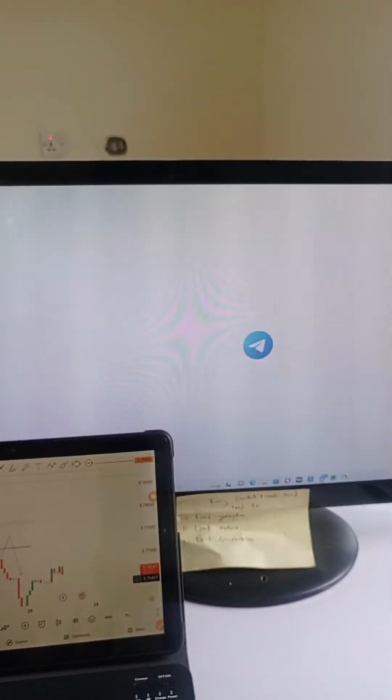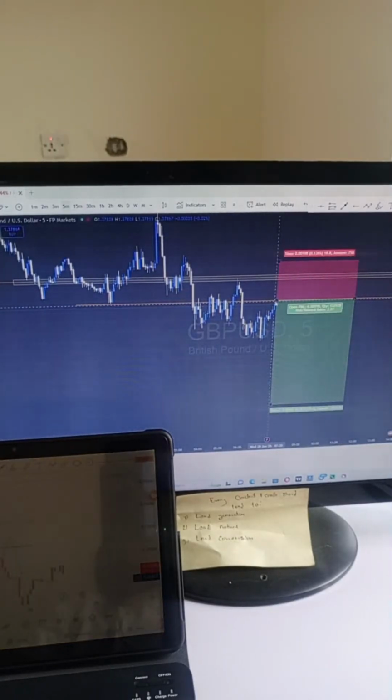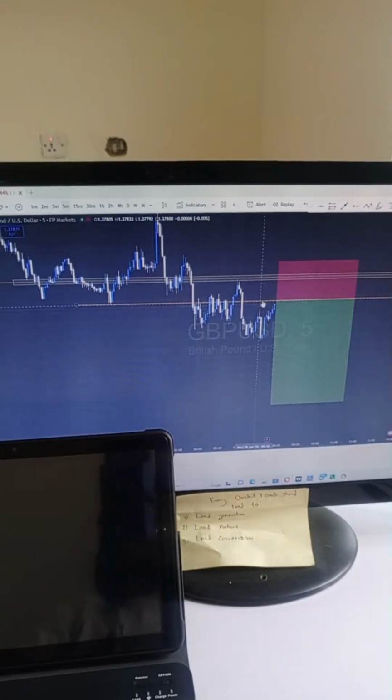Okay, so now what's happening is just a pullback. All right, we are currently having a pullback, and I'm seeing that price will tap into this zone anywhere around here, above this line that we have here, anywhere around there. If we see a confirmation, we should start getting to another entry.